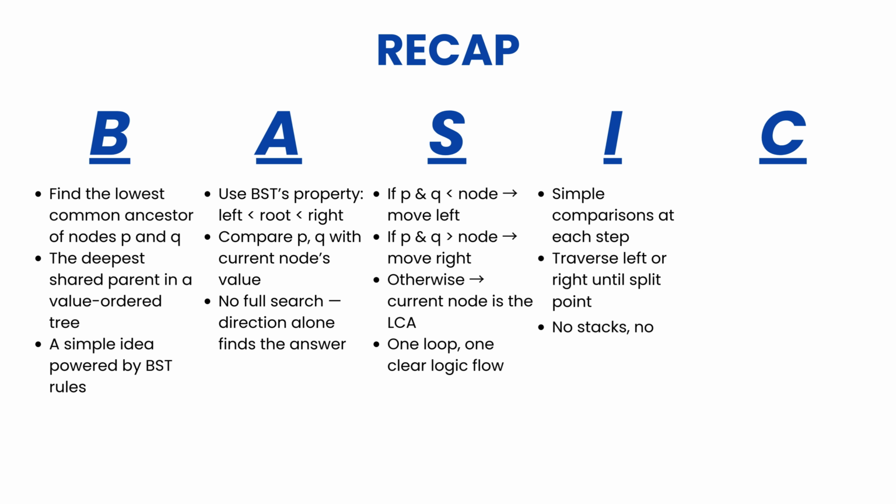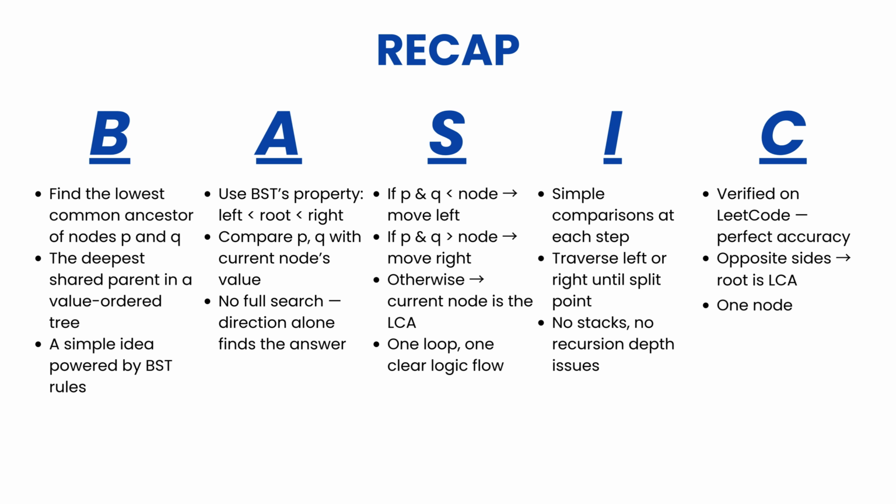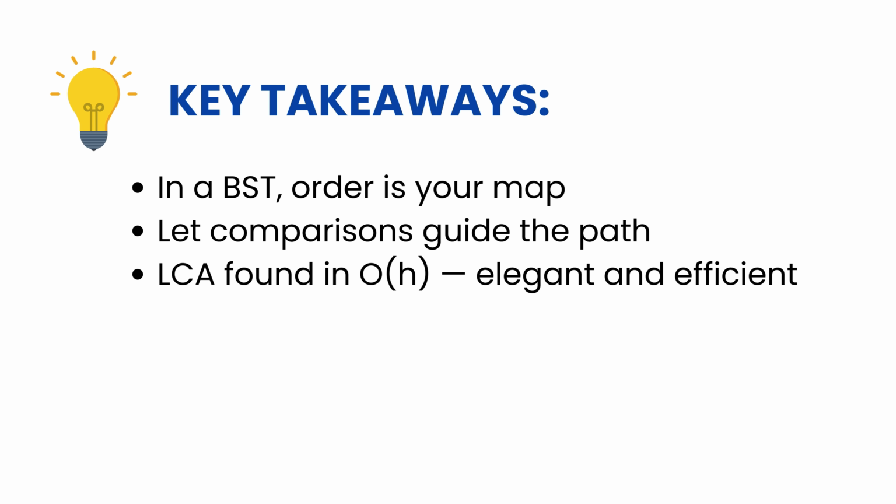We followed that plan directly, using straightforward comparisons at each step. No extra data structures, no exhaustive search, just clean movement left or right until the split point appears. We ran it on LeetCode and verified the logic. When P and Q sit on opposite sides, the root at the split is returned. When one is an ancestor of the other, that ancestor is the answer. Edge cases like the root being one of the targets and tiny trees behaved exactly as expected, and everything executed without errors. The takeaway, in a BST, order is a compass. Let value comparisons guide your traversal, and the LCA reveals itself in O(h) time. No backtracking, no fuss.